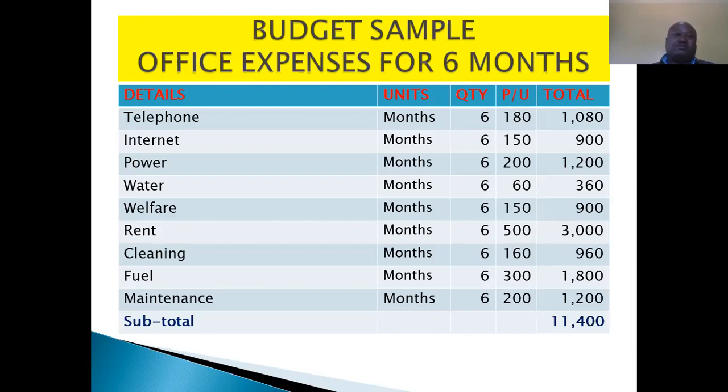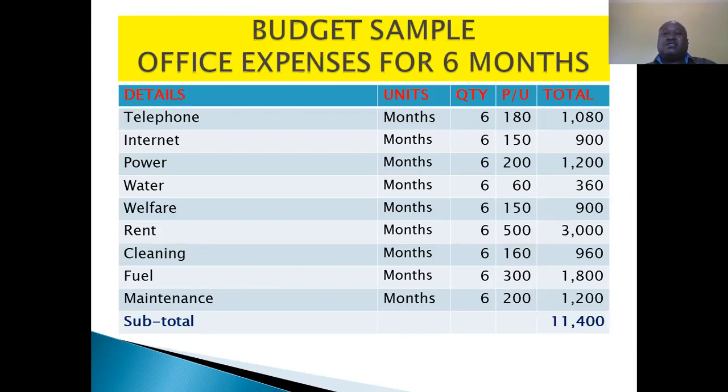In the first column, we have details, and they have been mentioned. Then units. Is it individual? Is it months? Is it pieces? Here we're using months for simple explanation. The quantity is 6 months. Price per unit is how much it costs for each month.